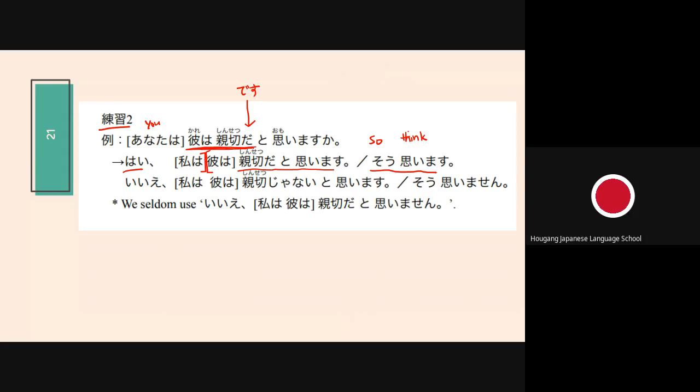Okay, if you disagree, iie, shinsetsu janai to omoimasu. See, you say I think he's not kind. The negative is at the kind, not at the I think. It's different from English, definitely. So it's always I think. I think yes, I think no. It cannot be I don't think. Yeah, that's the issue in Japanese. Shortcut, iie, so omoimasen. This is really, I don't think so.